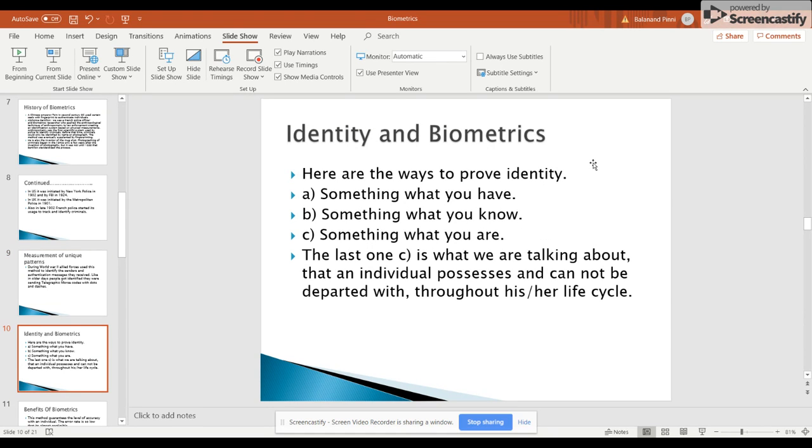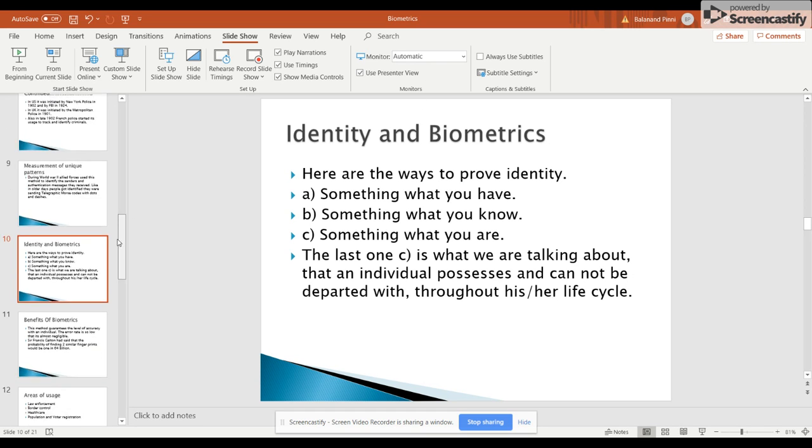There are three kinds of authentication factors we are talking about: what you have, what you know, and what you are. The first type is what you have, like a RSA token, either a soft or a hard token. Second, what you know is something like a password. And what you are is physical traits. That's the one we are talking about, which an individual possesses in his life cycle and does not change.